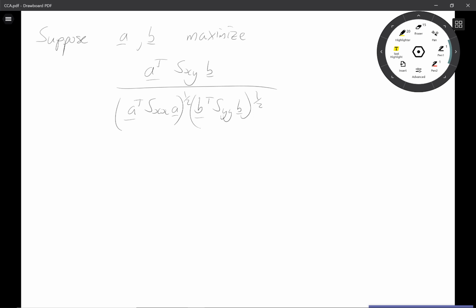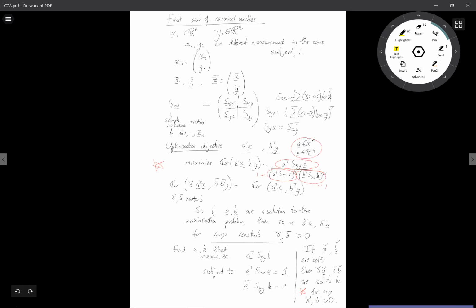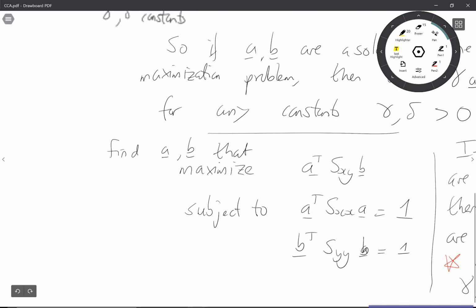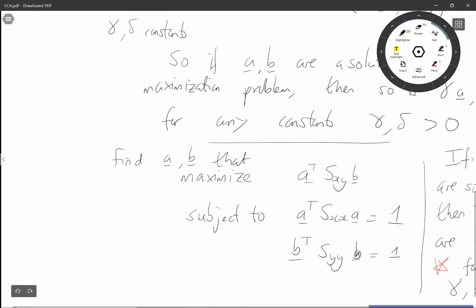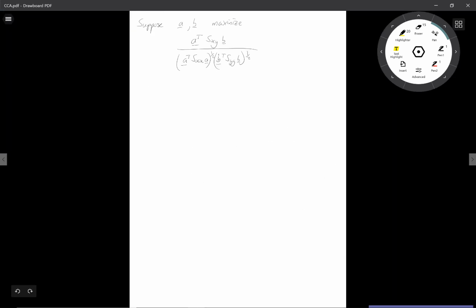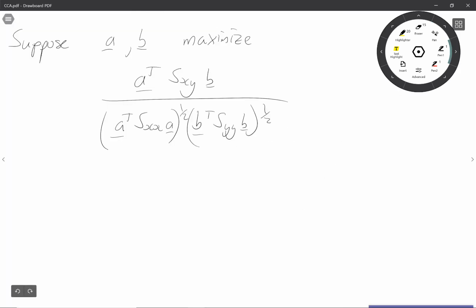So let's suppose we've got solutions A and B to the first problem we wrote down, the unconstrained problem. Can we convert these to a solution to the constrained problem? Can we convert the solutions to the first problem to be solutions to this problem? The answer is yes, we can.